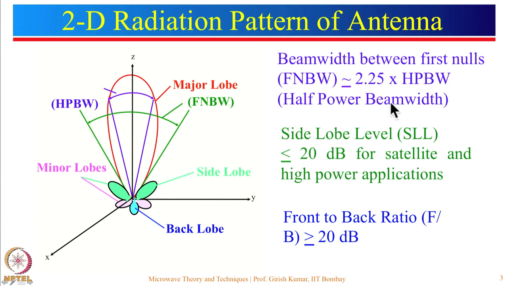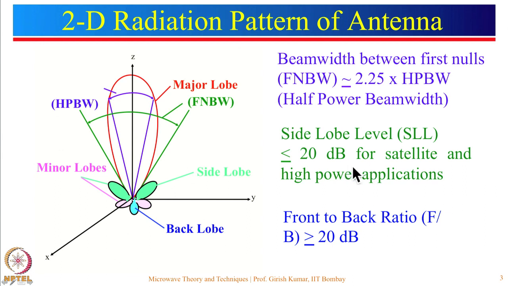However, if you read different books, they actually say this is approximately 2 times, but I have checked for different antennas. I have found this number gives better result for FNBW. Then these side lobes generally should be less than 20 dB for satellite and high power application. I just want to mention here, these are actually negative values, so don't get confused. Actually speaking, side lobe levels are minus 20 dB below the main beam. But generally speaking, we still write it as side lobe level less than 20 dB.